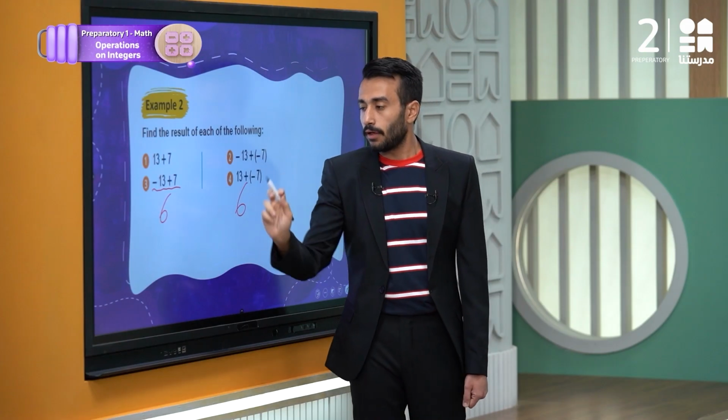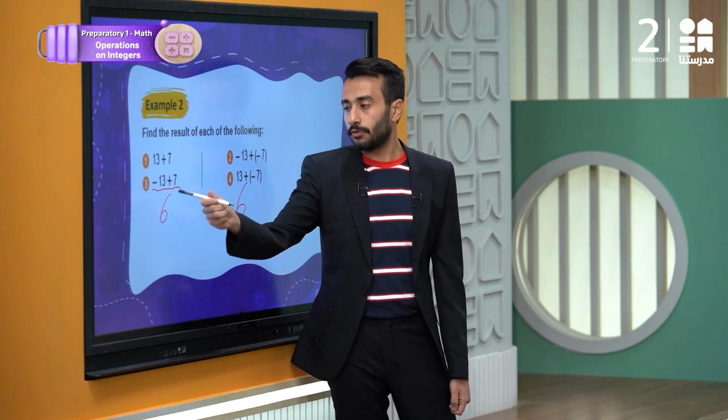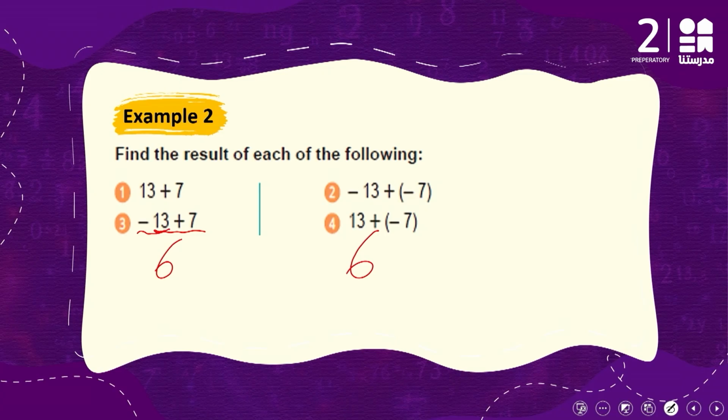What about the sign? The sign will be the same as the largest number. Here you have 13, here you have 7. This is for sure more than 7. Its sign is negative, so the answer is negative. Why? You can understand this using number line, as we said before.